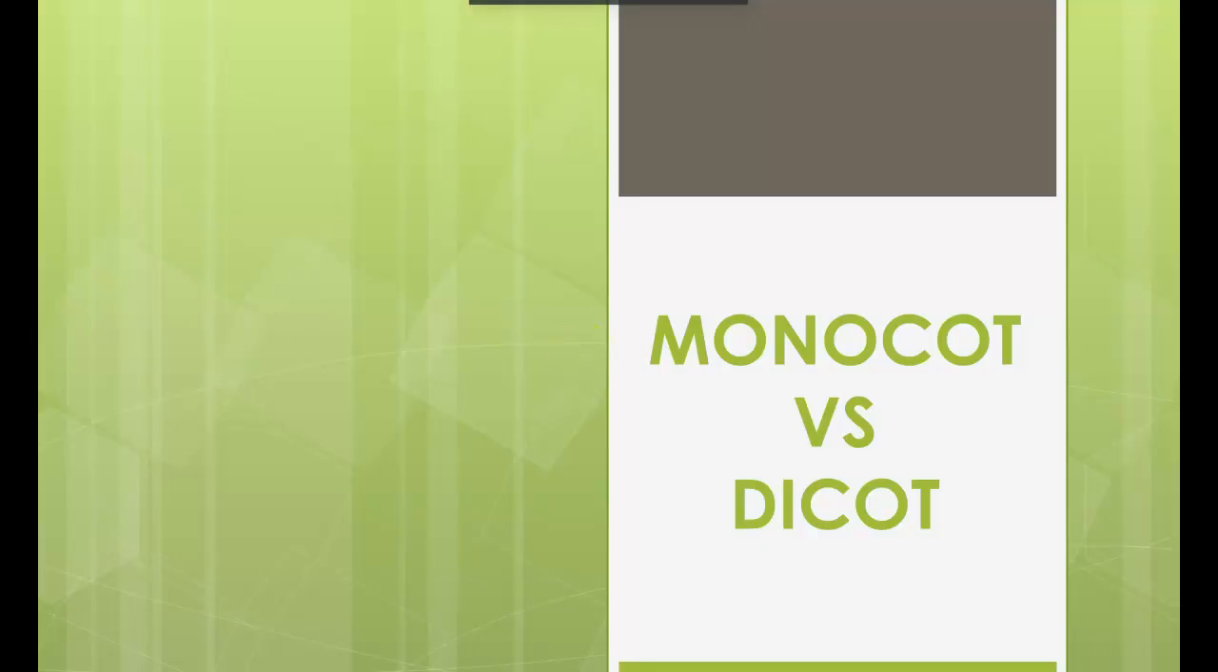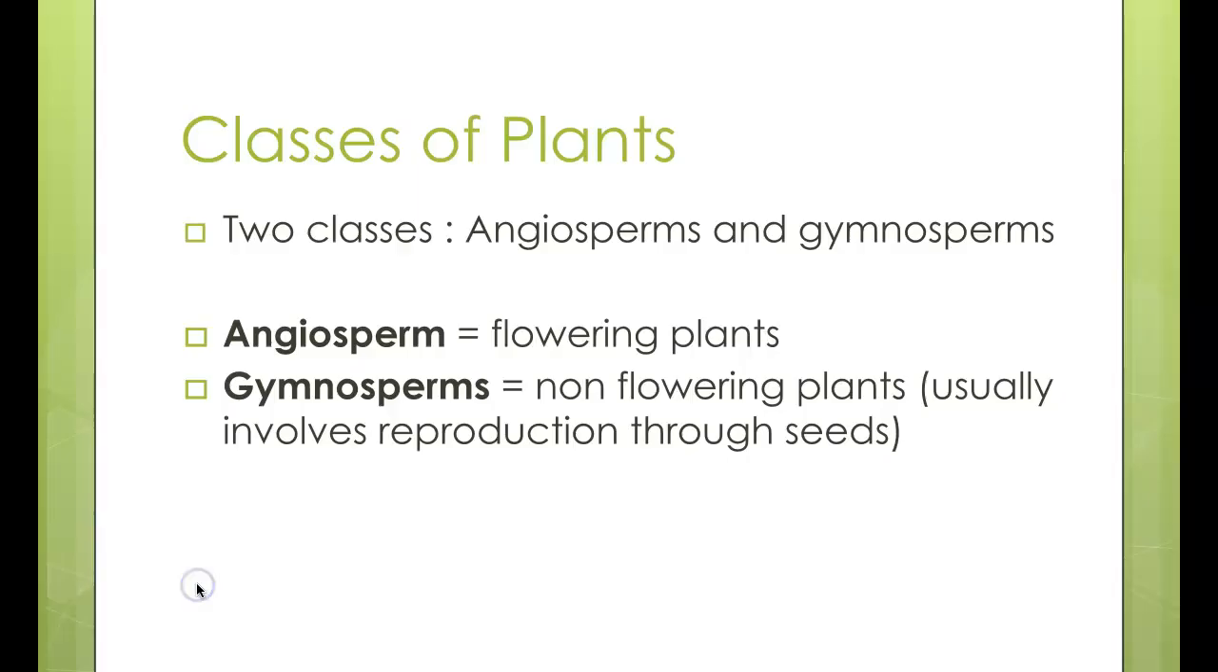All right, we're going to look at monocots versus dicots for crop science today. So the big fancy word that you'll hear is monocotyledon versus dicotyledon. And it sounds really complicated, but it's not, and we'll get into all that. So there's classes of plants.